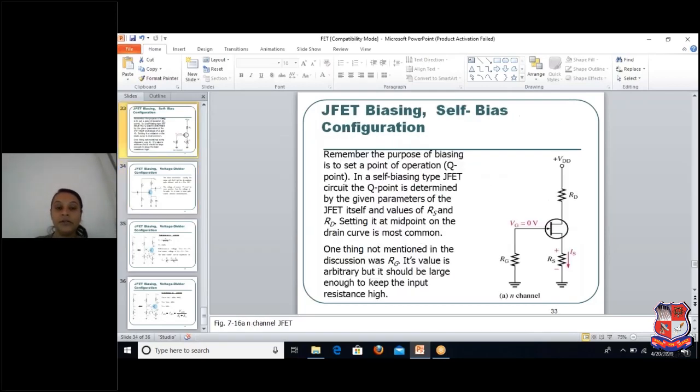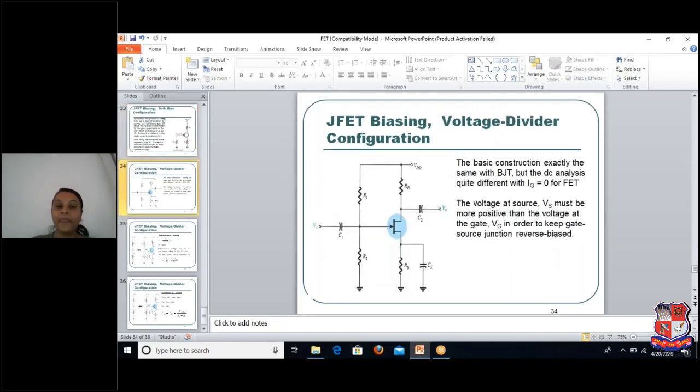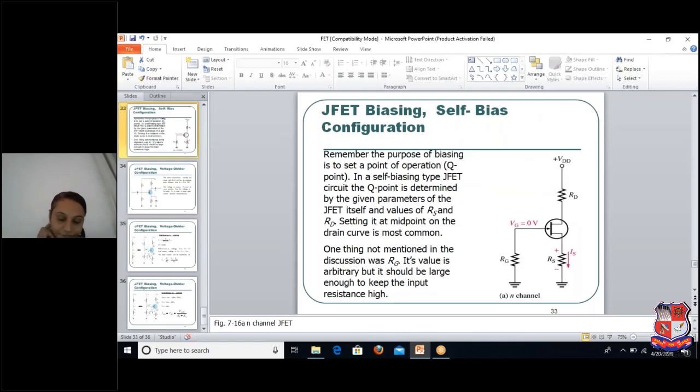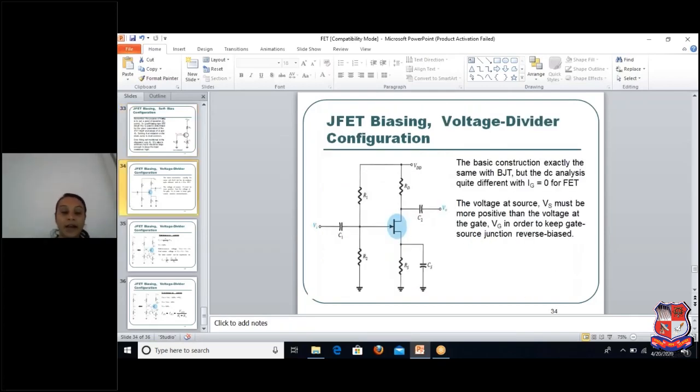So you can draw the Q point also. Okay. Here you understand that in biasing you put the discussion on the R3, because input resistance in a FET characteristic becomes high. Same thing as a voltage divider configuration. Okay, what is voltage divider configuration? In voltage divider configuration, here we use R1 and R2 in series, and here the coupling capacitor will be connected at the input and the output.